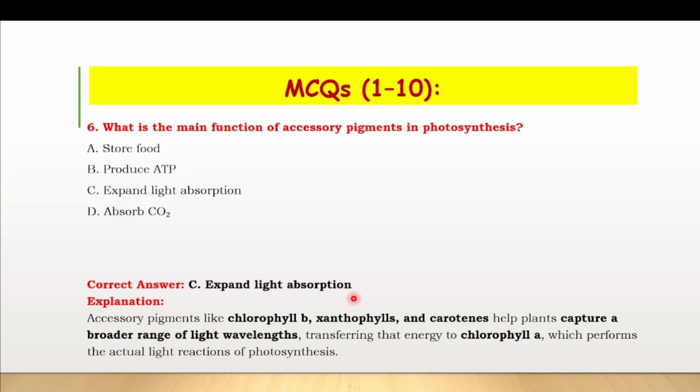Expand light absorption. Accessory pigments like chlorophyll B, xanthophylls, and carotenes help plants capture a broader range of light wavelengths, transferring that energy to chlorophyll A, which performs the actual light reactions of photosynthesis.